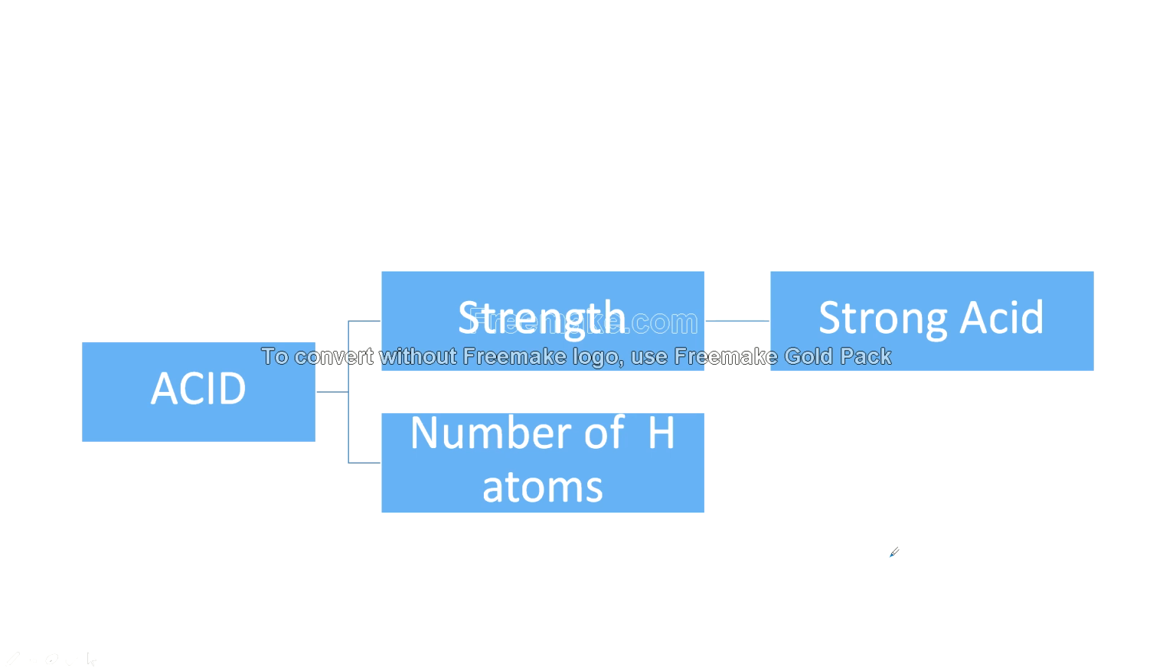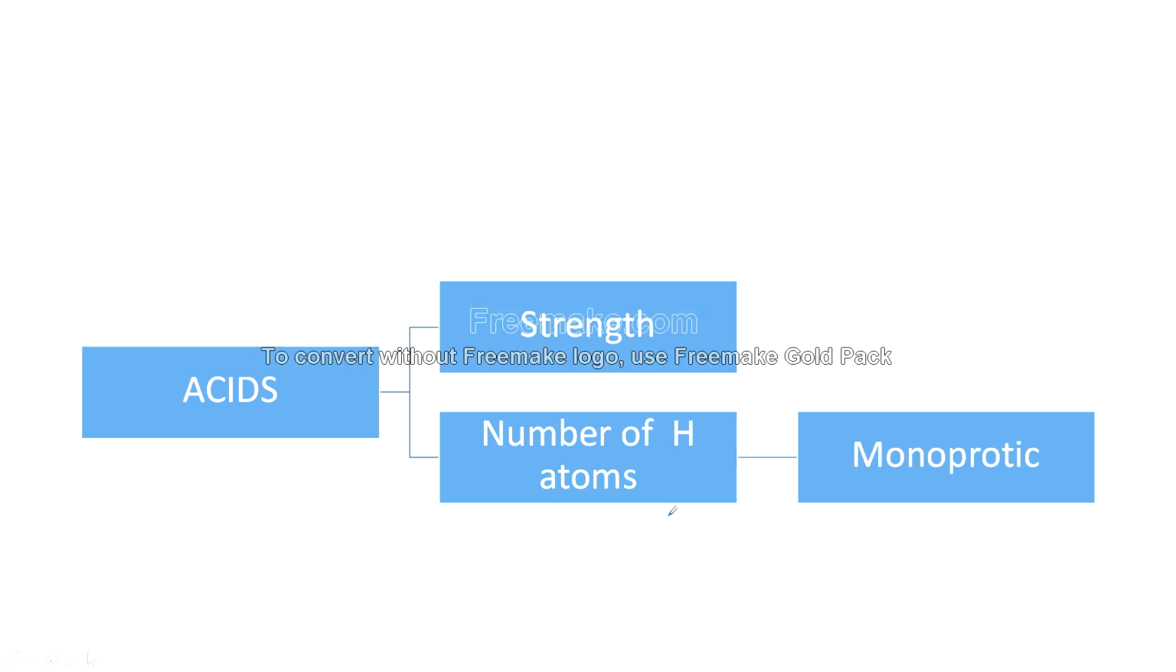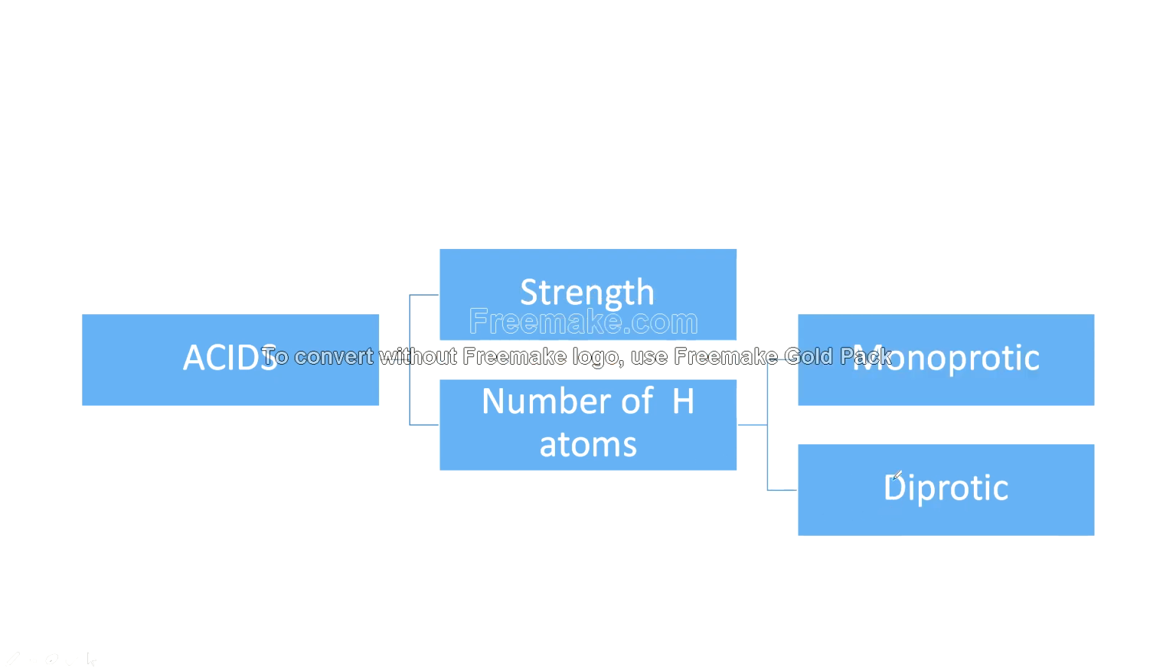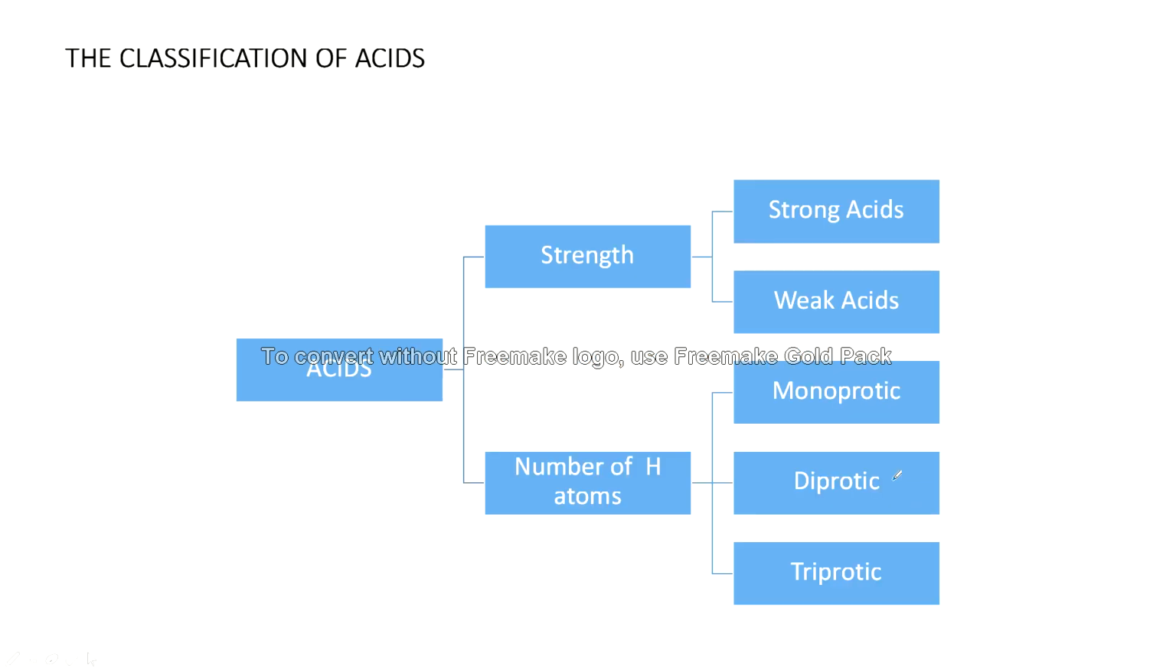The classification according to the strength. We may classify an acid as strong acid or as weak acid, okay, according to the strength. According to the number of hydrogen atoms, we may classify an acid as monoprotic, diprotic, or triprotic. Okay, that is the full classification of an acid.